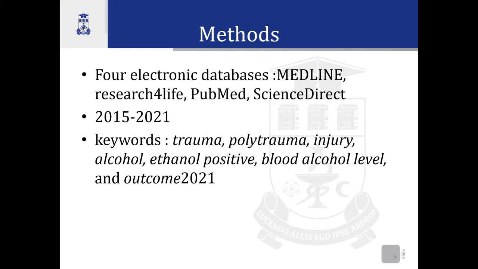This systematic review actually used four electronic databases, like Medline, ScienceDirect, and others, which were searched from 2015 to 2022 using a search strategy. This search strategy included a combination of medical subject headings and keywords like trauma, polytrauma, injury, alcohol, ethanol positive, blood alcohol level, and, very important, BAC.